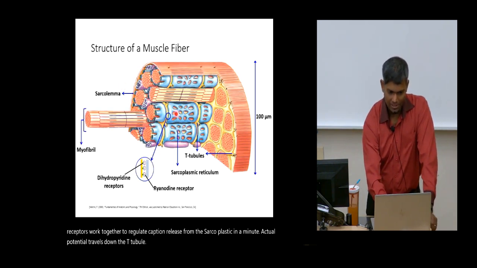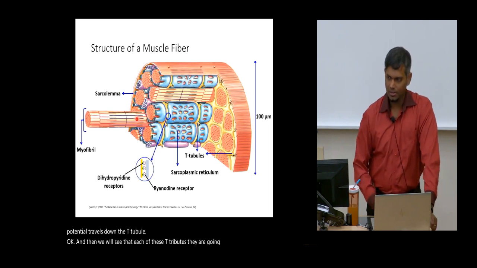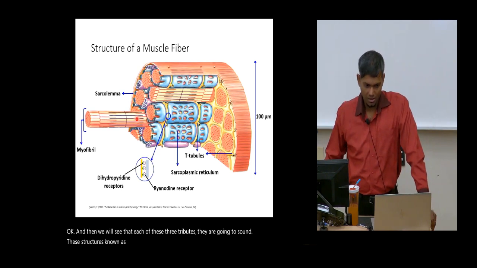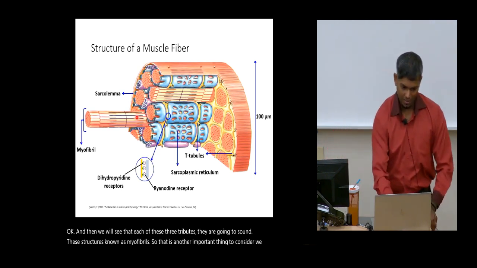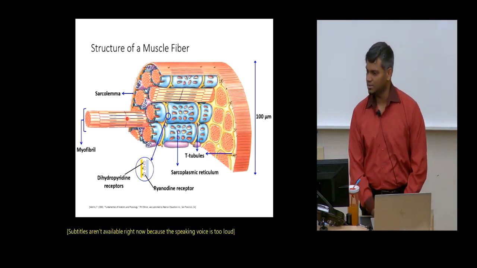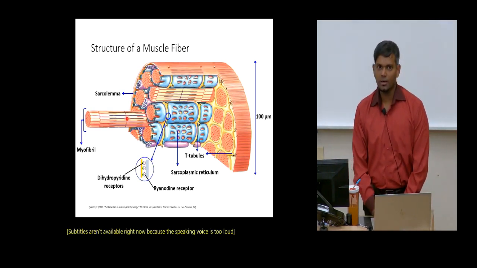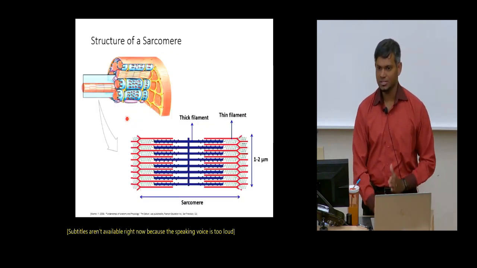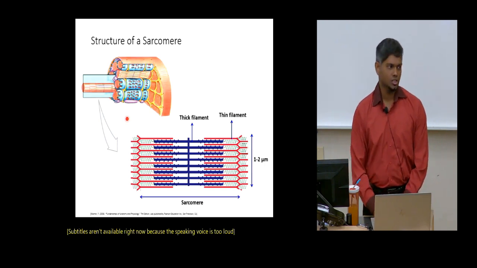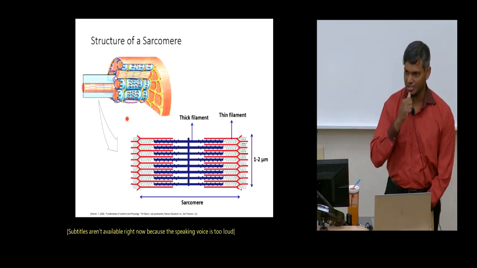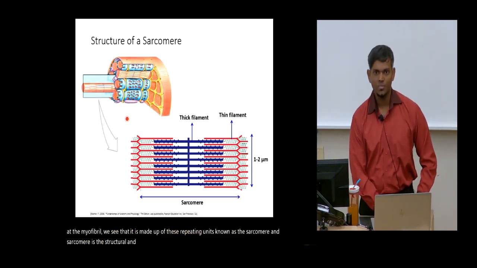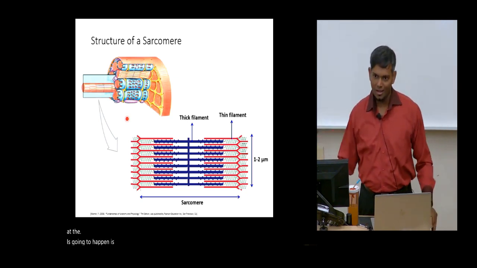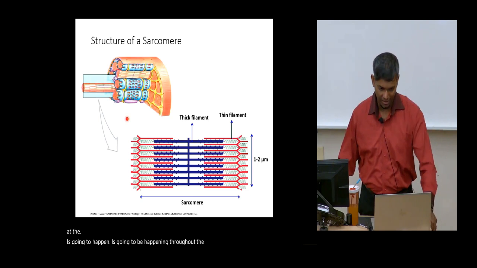Okay, and then we'll see that each of these T tubules is going to surround these structures known as myofibrils, right? So that is another important thing to consider. You have these many myofibrils which are surrounded by these T tubules. Now when you take a closer look at the myofibril, we see that it is made up of these repeating units known as the sarcomere, and the sarcomere is the structural and functional unit of the muscle. Whatever happens at the sarcomere is going to happen throughout the muscle to cause it to contract.